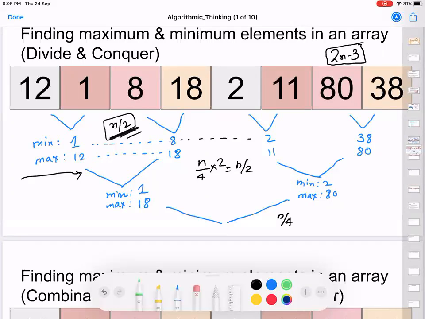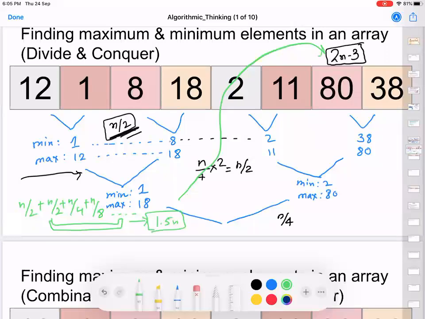And when you add all of this up, you will get n by 2 plus n by 2 plus n by 4 plus n by 8, so on and so forth, right? And we know that this entire term will add up to n. So you are actually doing it in 1.5 n time, which is better than these 2n minus 3 comparisons. So this way you can use this tournament method to reduce the complexity here.